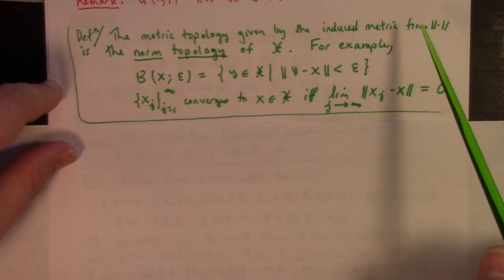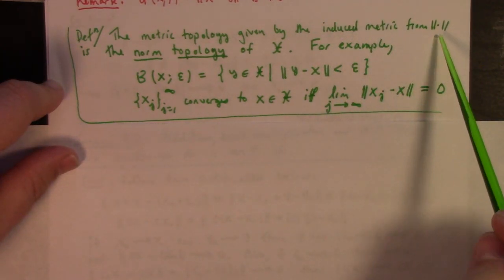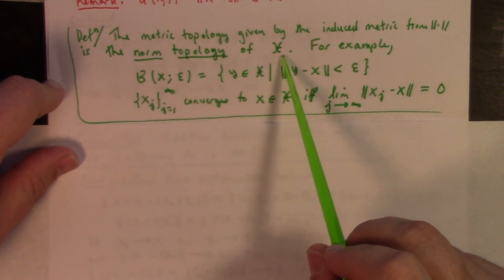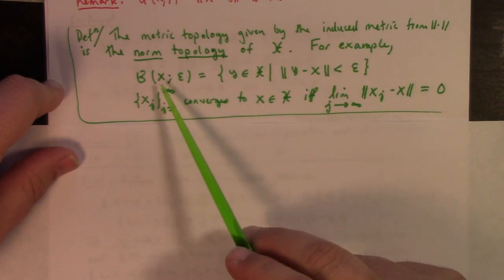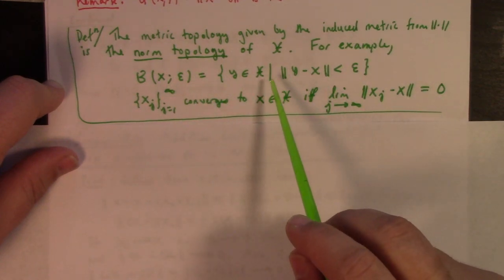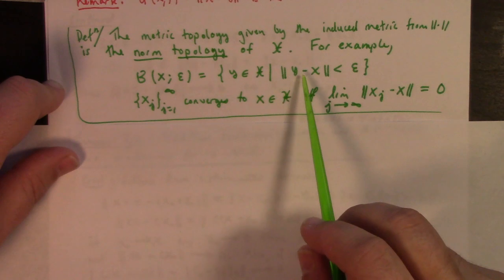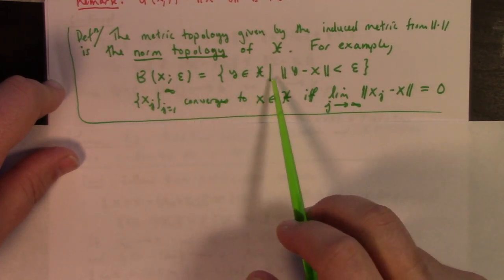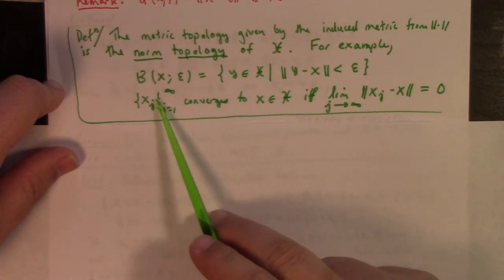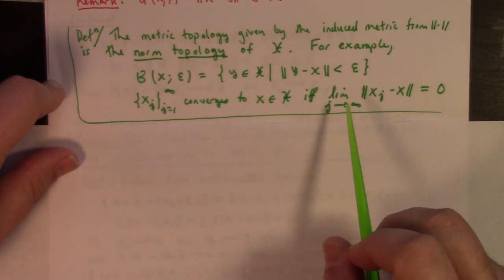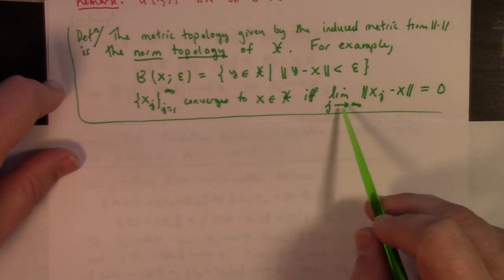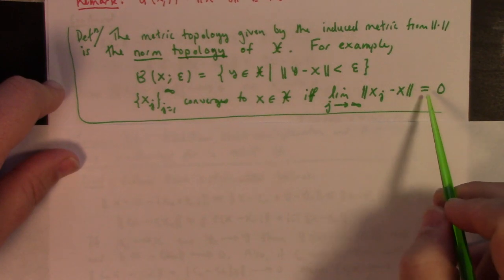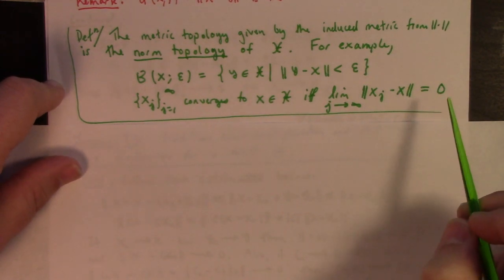The metric topology given by the induced metric from the norm is known as the norm topology of the normed linear space. For example, an open ball in the presence of a norm is the set of y in the vector space such that the norm of y minus x is less than epsilon. That's the ball centered at x. And if we said a sequence was to converge in a normed linear space, that would mean that the limit as j goes to infinity of the norm of xj minus the proposed limit is equal to 0.